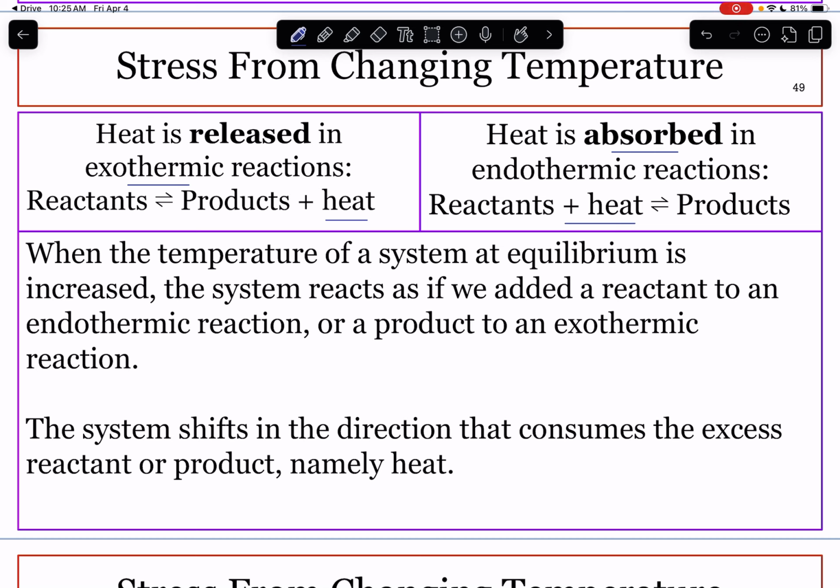When the temperature of a system at equilibrium is increased, the system reacts as if we added a reactant to an endothermic reaction or a product to an exothermic reaction. The system then shifts in the direction that consumes the excess reactant or product, which in this case would be the heat.